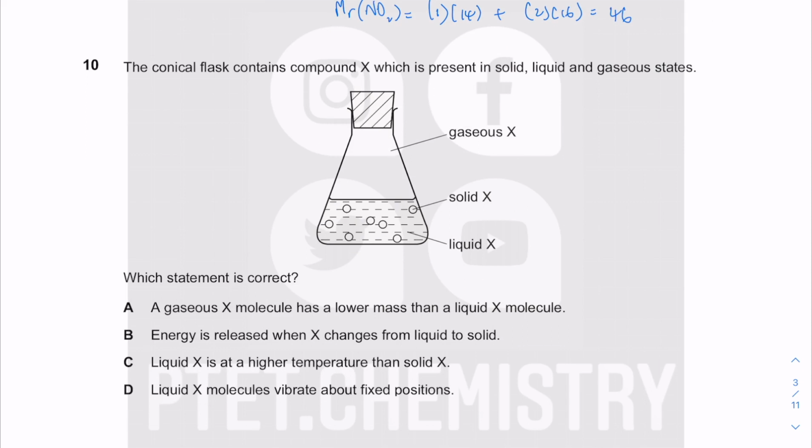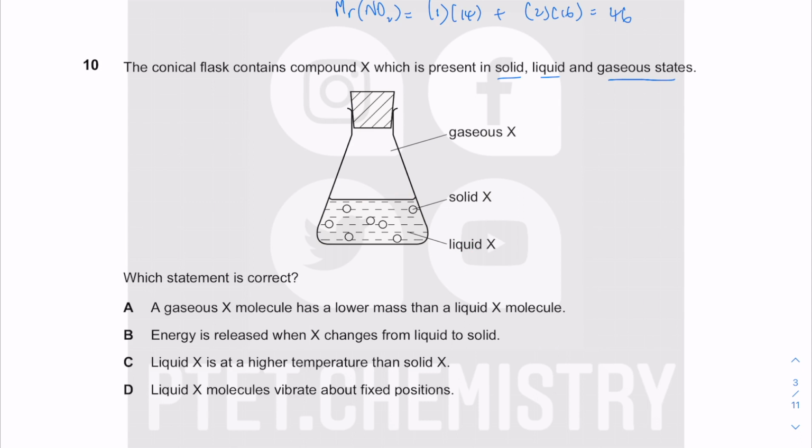Question 10. The conical flask contains compound X present in solid, liquid, and gaseous state. So there are all three different states of X here. So there's solid X there, and then some of it is liquid X as well. So some of it must have melted, and then some of them will have evaporated, because melting and boiling only happen at one particular temperature for a pure substance. The fact that you have a little bit of gaseous X is because you closed the bung, so some of the particles on the surface, especially from the liquid, will have gotten enough energy to escape from the surface and become gaseous X through evaporation.